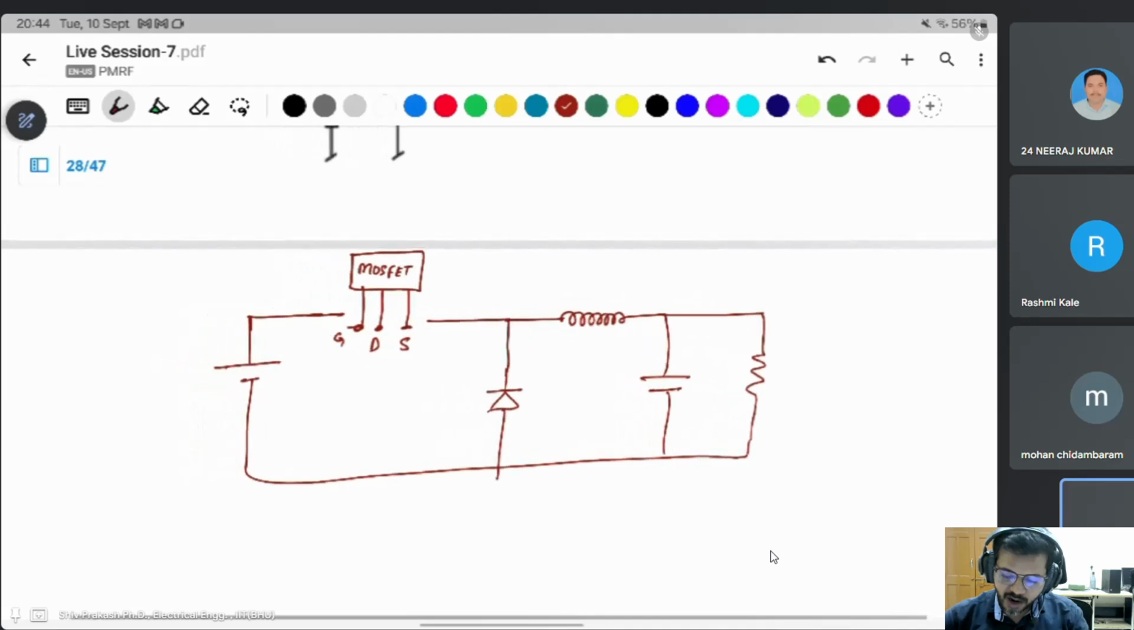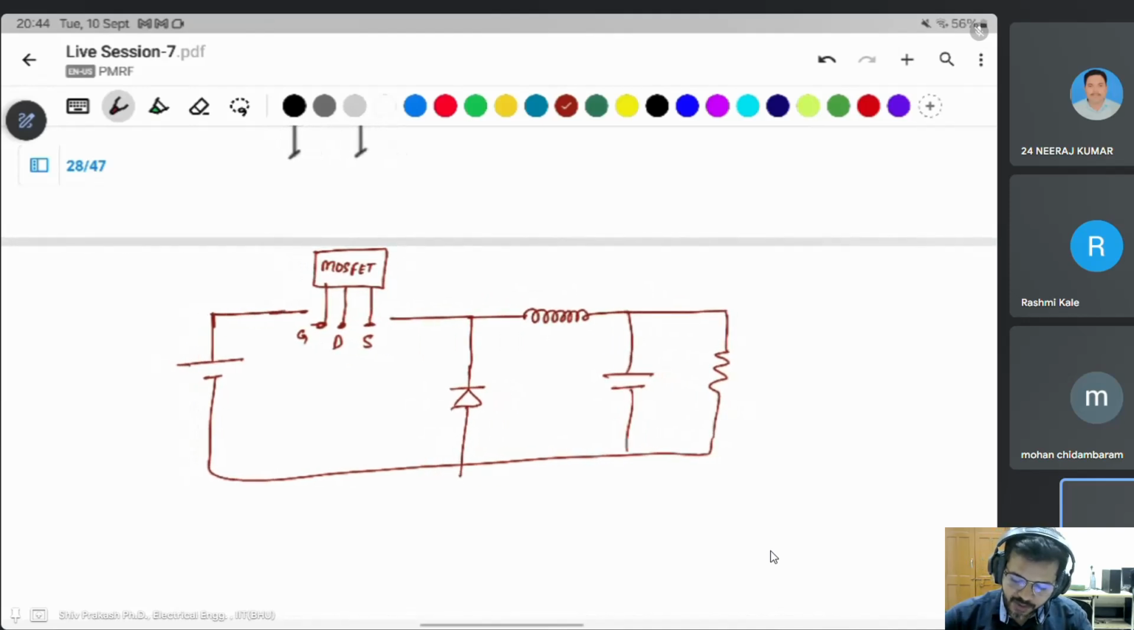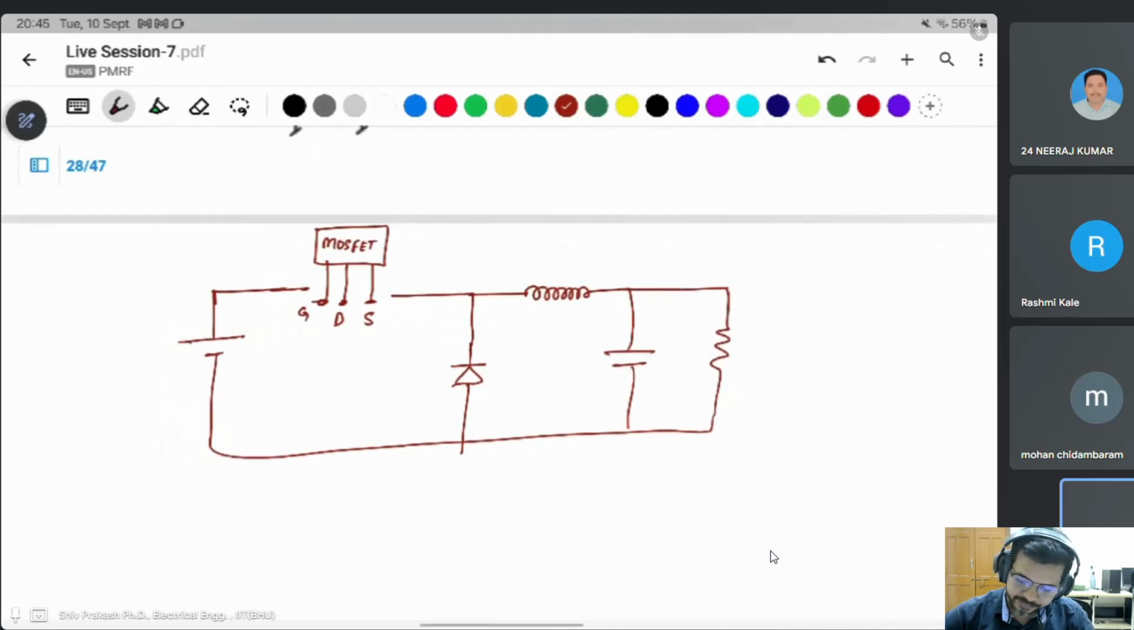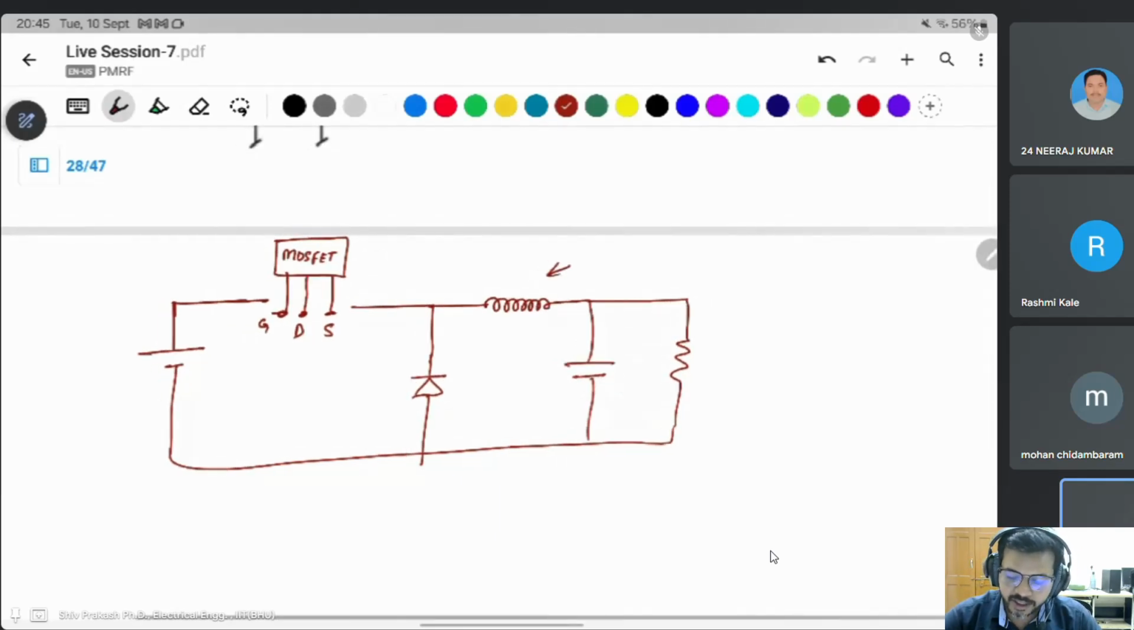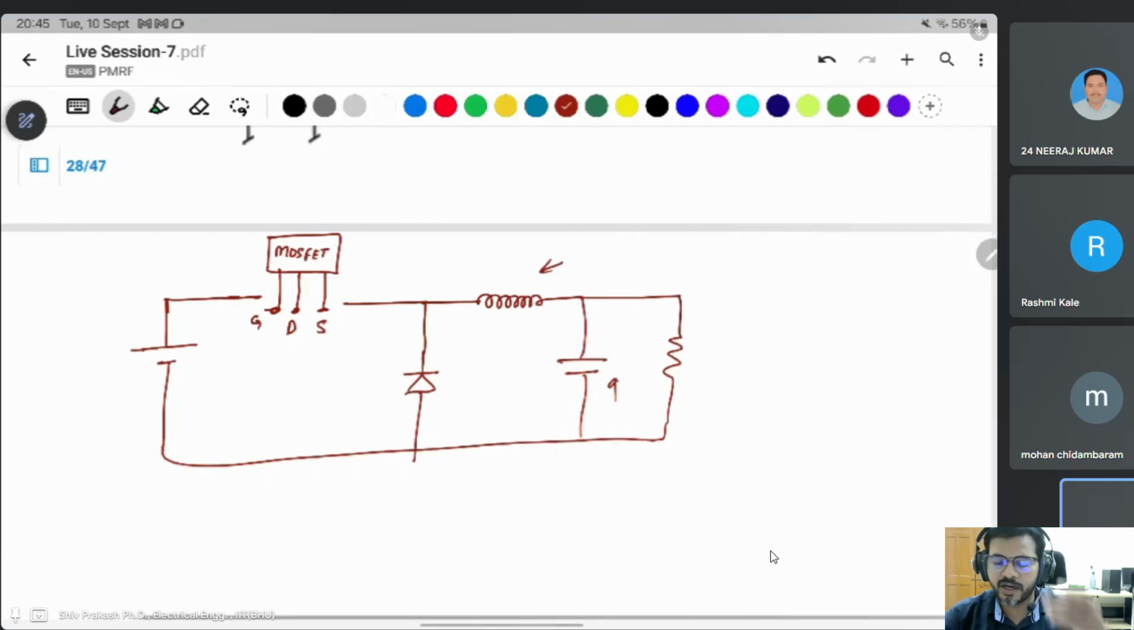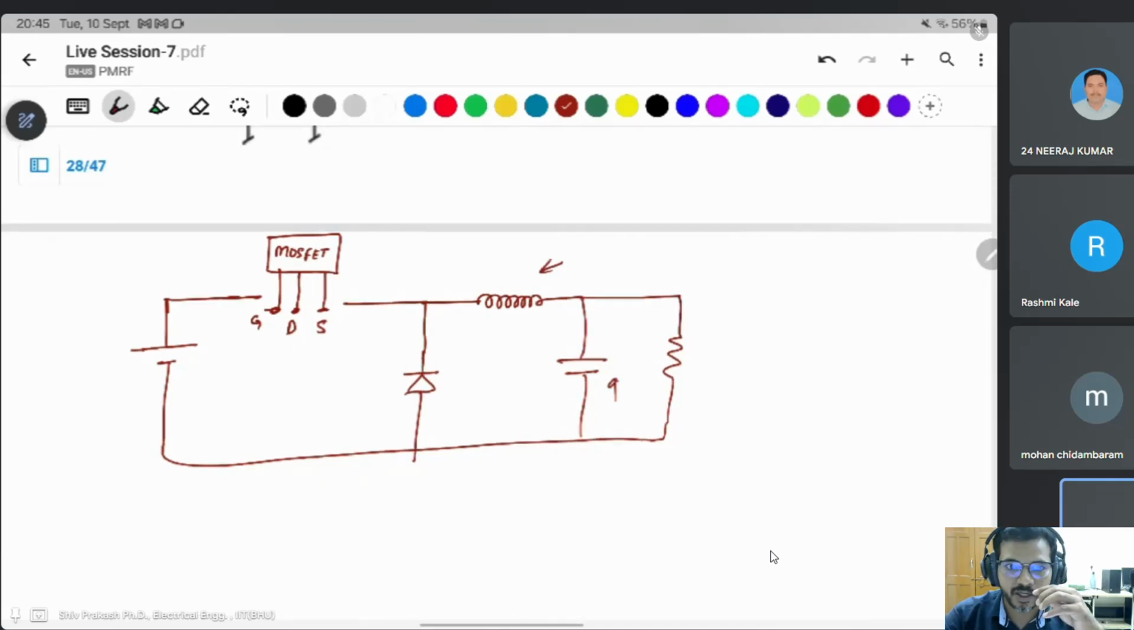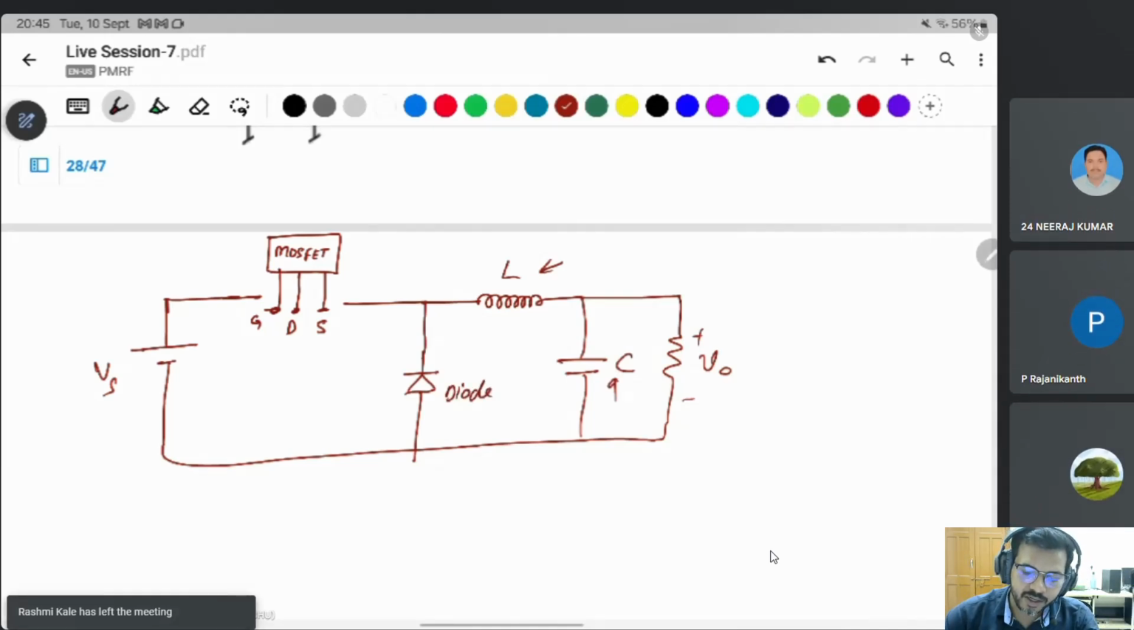Just to give an idea of how to make a buck converter in your laboratory and how you can drive it: you can take an inductor, a capacitor, and a resistor according to the data, according to the calculation of the buck converter. Simple. I'm not going into that. I just explained how to give a gate signal to the MOSFET.